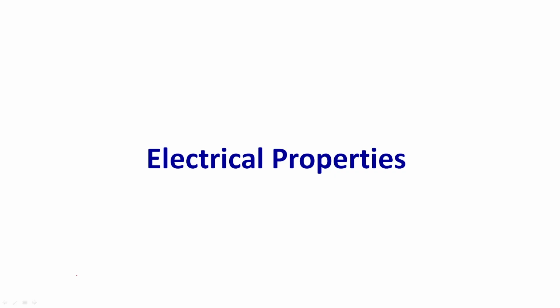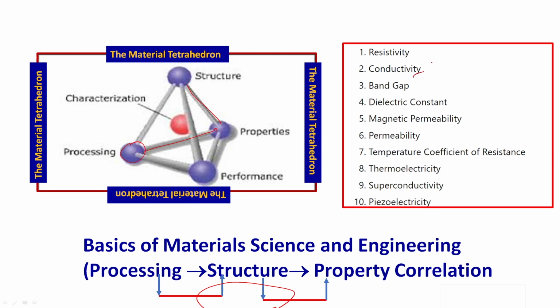So, let us do some recap. We talked about electrical properties in the last lecture. Electrical properties are of different types, like resistivity, conductivity, which is the opposite of resistivity, band gap, dielectric constant, permeability, temperature coefficient of resistivity, and many other things like thermoelectricity, superconductivity, piezoelectricity. We can't discuss all of this, because there are many properties which will require detailed discussions, but we neither have time to do that nor is it required, because many of the things can be learned from other NPTEL lectures or a textbook.